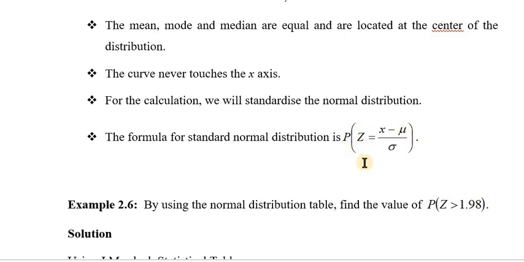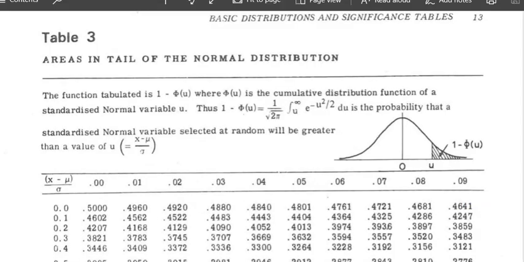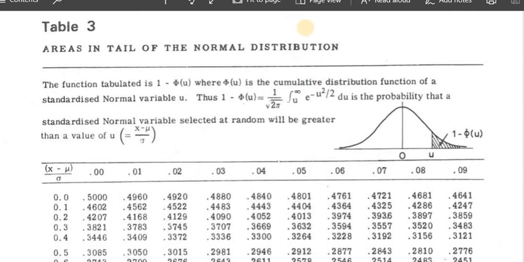Instead of using x, now we're using z. So z means the standard normal distribution. For x from the variable, we subtract the mean and then we divide by the standard deviation. This is the standard normal distribution in the table. This is the PDF just now, and this is how the probability is calculated.